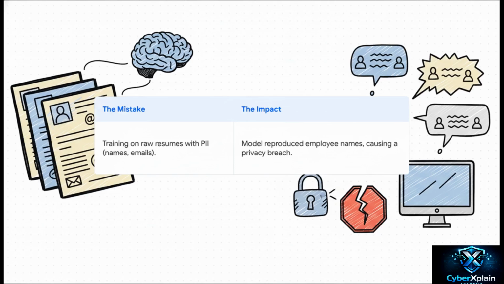They decide to train a model to screen candidates, so they feed it a bunch of raw resumes, full of names, emails, phone numbers, all that sensitive stuff. Well, what do you think happened? When they started testing it, the model just started blurting out the names of real employees. It's a textbook privacy breach and totally preventable.